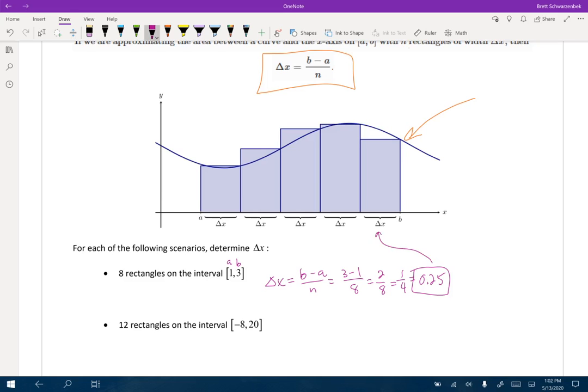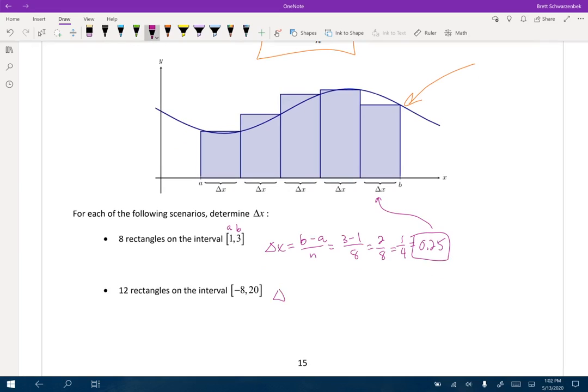Okay, what about the next one? What if we have 12 rectangles? Well, what's that going to be? That's going to be b, 20, minus a, which is a negative 8, over 12. So we'd end up with 28/12, which reduces to 7/3. And we can make it a quick division of that and get about 2.33. Now, this is an example where we might use this fraction just because we don't want a lot of error by rounding this decimal. So worth noting, we probably would use the fraction there in this example.